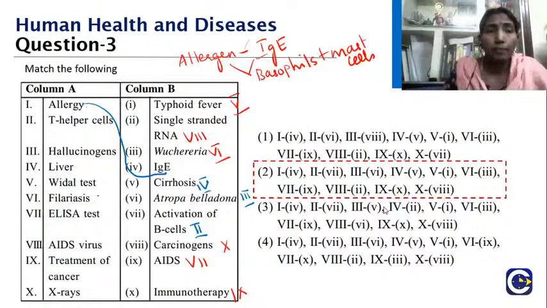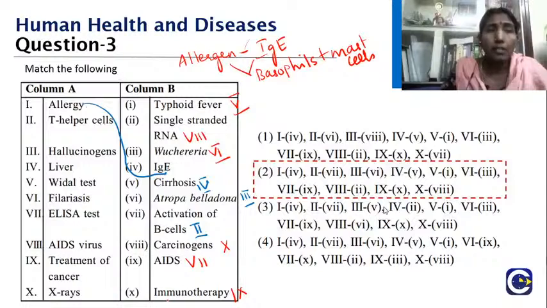The typhoid fever. Filariasis, we are very much aware of that parasite, the Wuchereria. It is a helminth, right? Wuchereria bancrofti. What about the ELISA test? Very common that they do for the AIDS. What about AIDS virus? It's the HIV virus, which is a single stranded RNA.